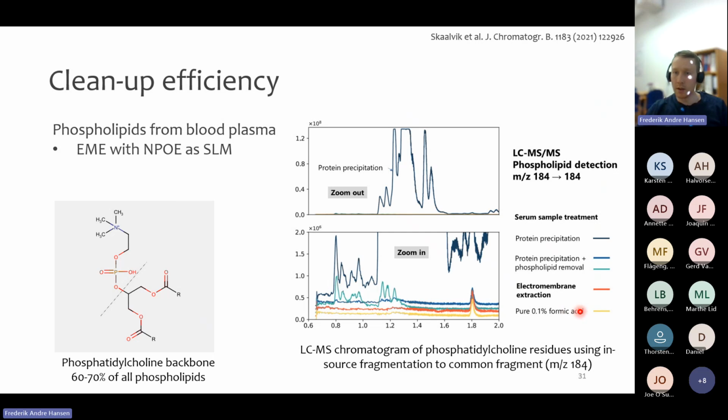And then interestingly, we have compared this to commercially available phospholipid removal plates. And we can see here in the blue-green trace that those actually had some traces left. So EME is also superior to that.